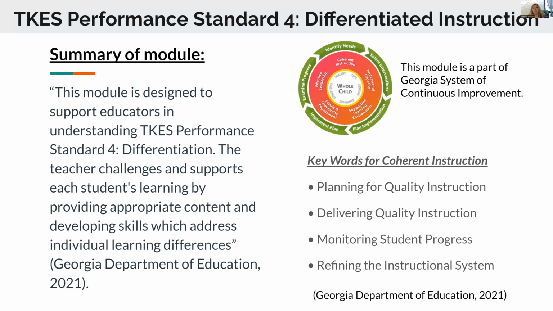Some key words to remember are planning for quality instruction, delivering quality instruction, monitoring student progress, and refining the instruction. So coherent instruction system, planning, you're talking about making sure that the instructional system within the district, school, classroom, that the teams that are working on that, they're planning what the students need to know and do, and they're determining how their students are going to get there.